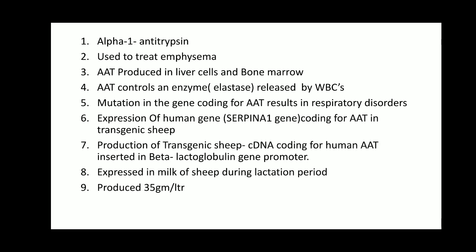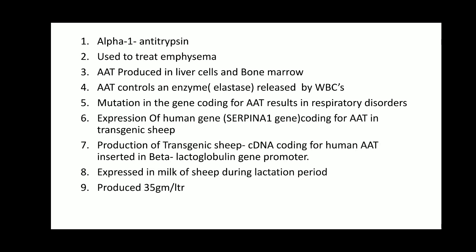Getting? So the gene responsible for alpha 1 antitrypsin in human beings is SERPINA1. That is, SERPINA1 is the gene coding for alpha 1 antitrypsin, and this is isolated from the parent cells, okay, and then it is introduced in the transgenic sheep. Okay, so the production of the transgenic sheep is done by the insertion of the complementary DNA. What is cDNA? DNA is transcribed to mRNA. When mRNA is converted to DNA, that is known as reverse transcription, and the DNA obtained is known as cDNA, or complementary DNA.